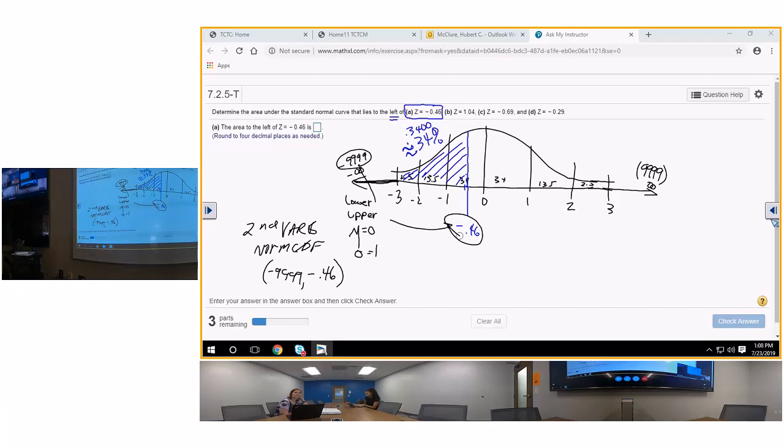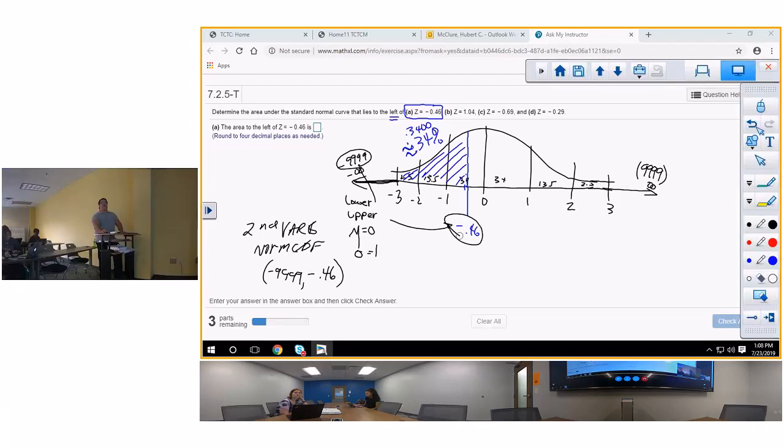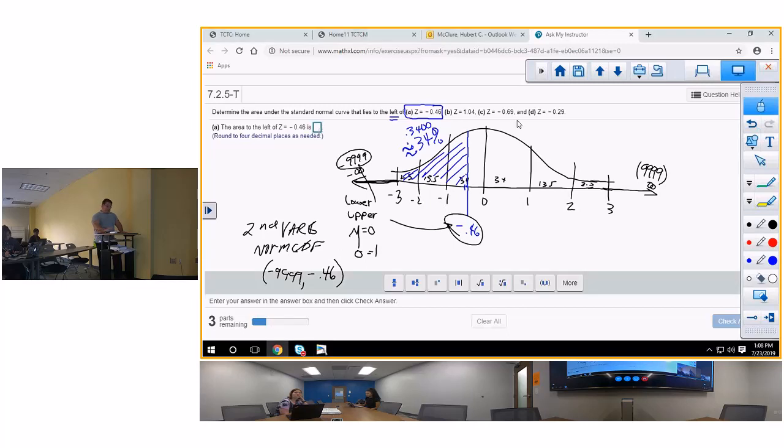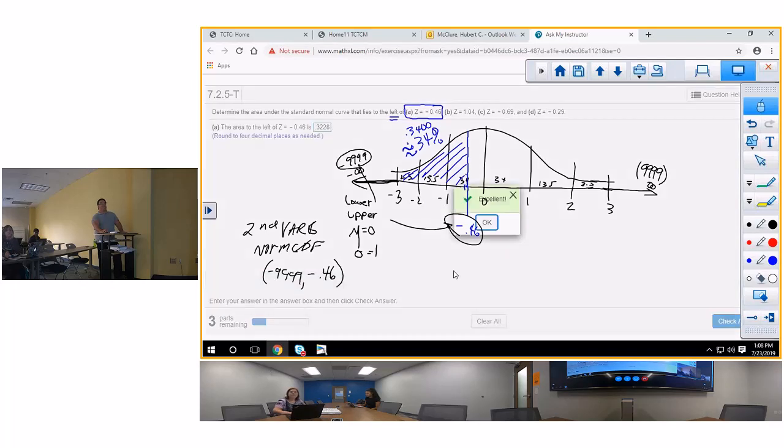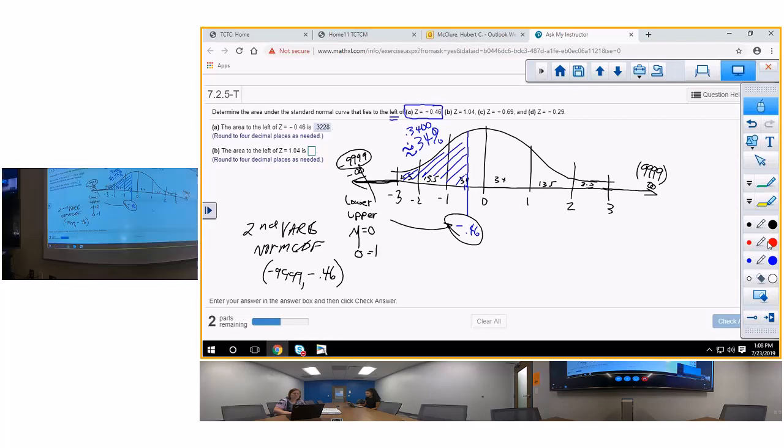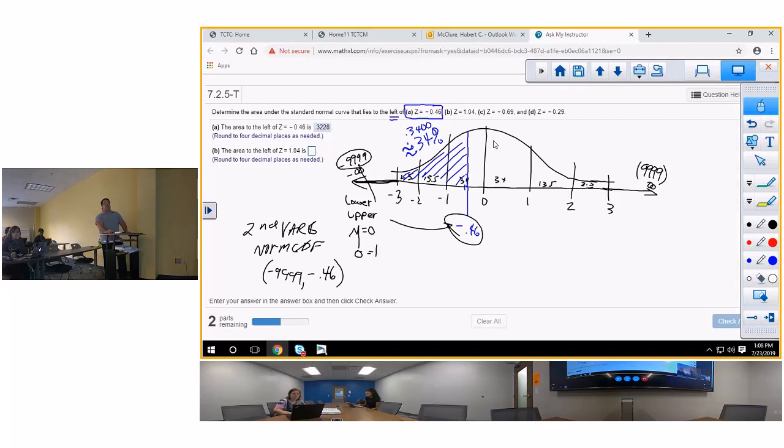0.3228. And check. It's a miracle. All right. Now, while I'm erasing all this, I'm going to leave it on the board. So if you're watching the video, you can pause it. I'm going to erase all this, and let's do the second one, which is 1.04.